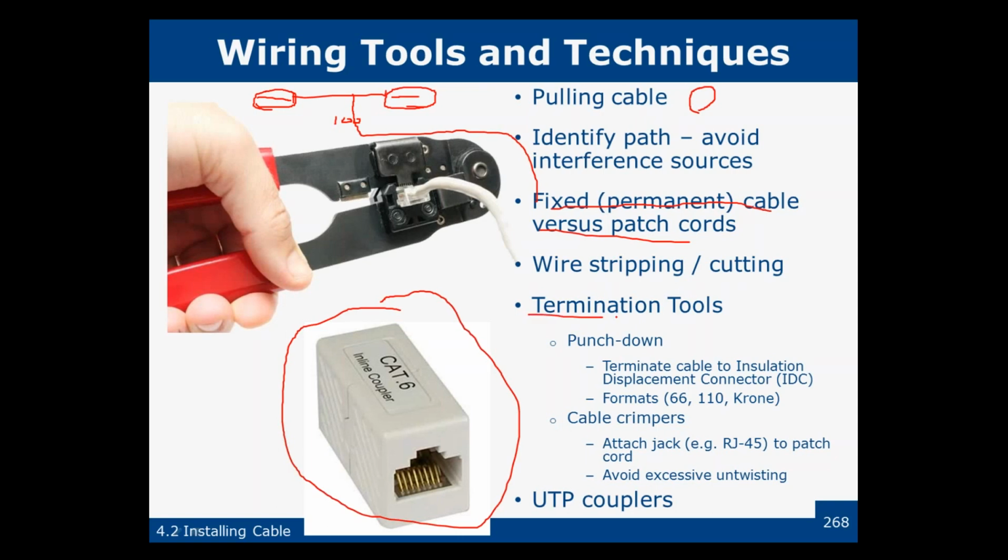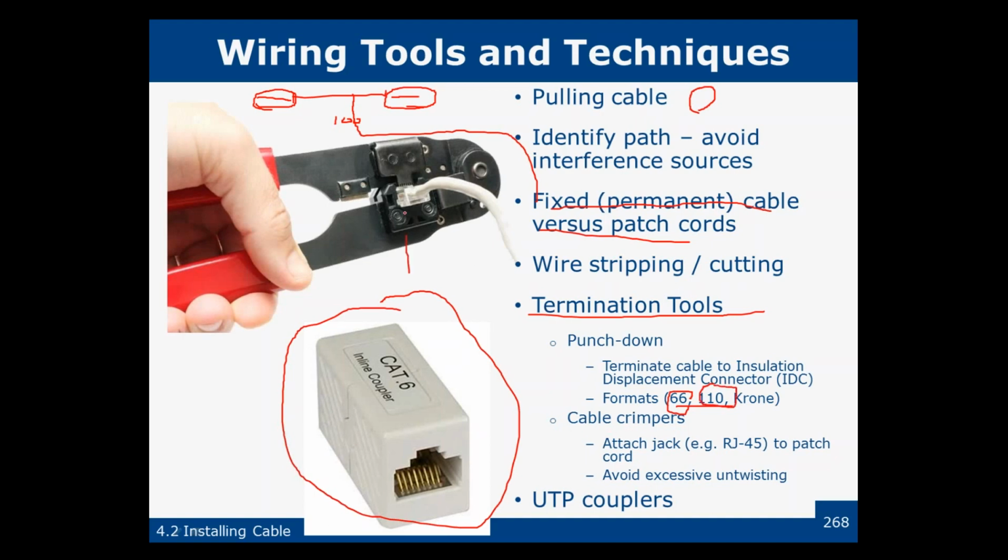Termination tools, we have a punch down block, and we looked at a punch down block yesterday. We have a punch down tool that goes into the punch down block to terminate the cable to what they call the insulation displacement connector. And the formats are 66 and 110. The 66 are telephone, the 110 are the new ones for data.